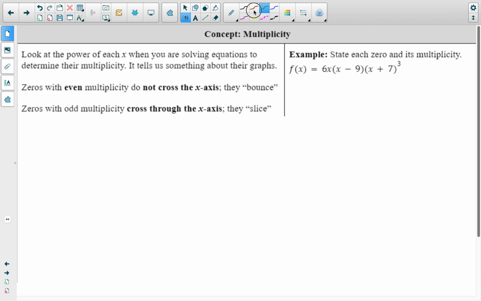All right, this concept of multiplicity, we have already done this conceptually, so it should not take us very long. Now you just have it in writing. We're going to look at the power of each x when we are solving our equations in factored form. That's important, in factored form, to determine their multiplicity. It tells us something about their graphs. If we have a quantity with an even degree, then they bounce. So with even multiplicity, they do not cross the x-axis, they bounce. With odd, they cross, meaning that they slice. We've already done this graphically. We're just going to now state the multiplicities.